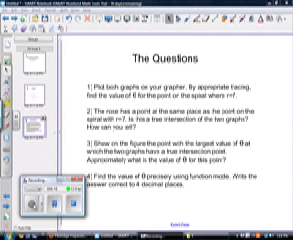Just as a reminder, from the beginning, number 3 says, show on the figure the point with the largest value of theta at which the two graphs have a true intersection point. Approximately, what is the value of theta for this point?